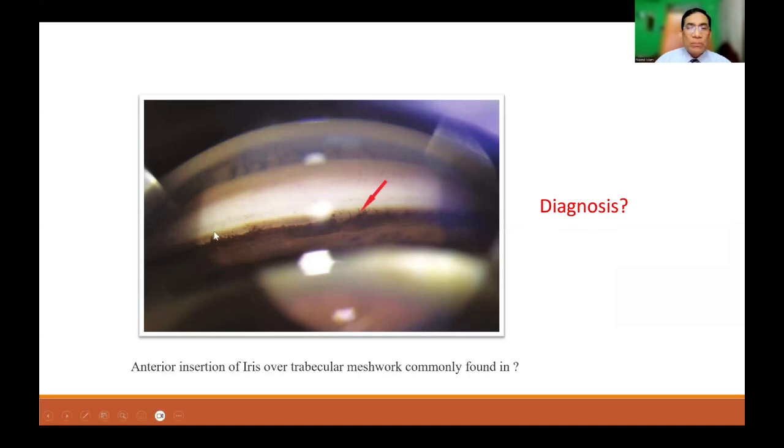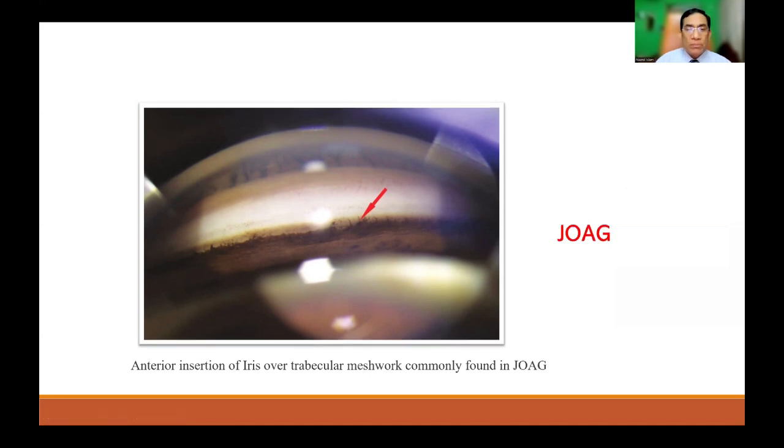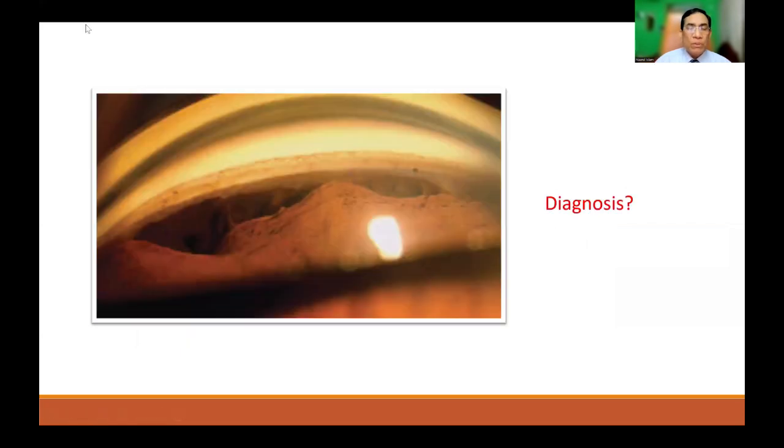What about the diagnosis here? You get pigmentation here, and also there are some iris fibers here. It has gone toward Schwalbe's line. It is usually found in juvenile open-angle glaucoma. Very important.